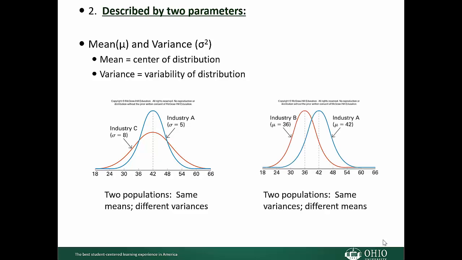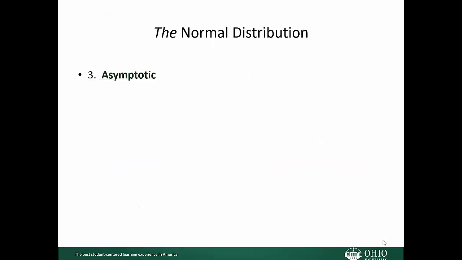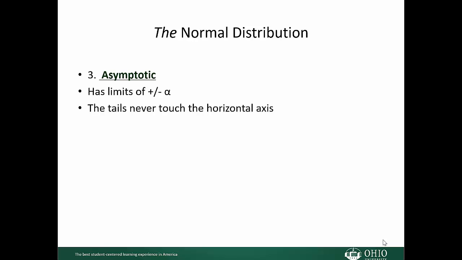In the second graph, the two industries have different averages, 42 versus 36, but their standard deviation is the same, thus the spread or range of age is similar. The third characteristic of the normal distribution is that it is asymptotic. This means that the tails or the ends of the distribution go on forever, to infinity, and they never touch the x-axis. In other words, there's never a value that is associated with a frequency of 0.